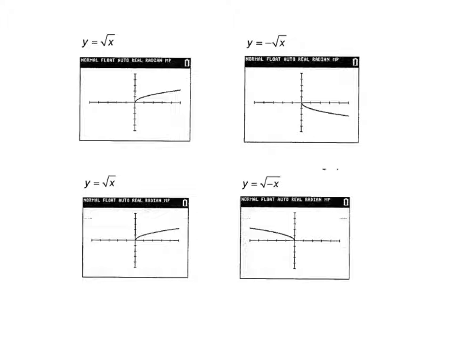When a negative is multiplied on the outside of the function, the graph will flip vertically. So you see the parent graph of the square root of x, and then we put a negative out front. That makes a vertical flip, an up-down flip. So the graph flips over. If the minus is on the inside of the function, then it's a horizontal flip. That's a left-right flip.